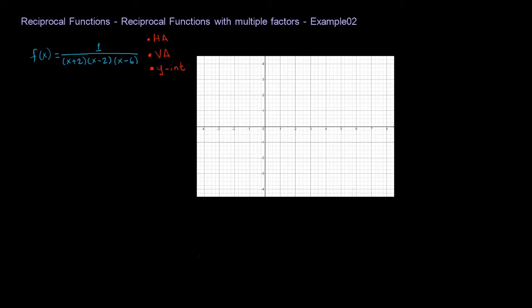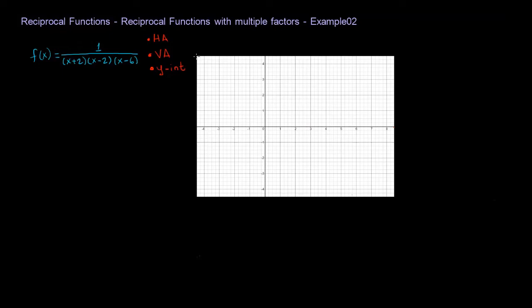Hi, this is another example for reciprocal functions, how to get their graph with multiple factors involved. On the previous example, we had only two factors, and now I'm adding a third one, the x minus 6. Just as a small guide, we have to start by finding these three elements: the horizontal asymptote, the vertical asymptote, and the y-intercept.